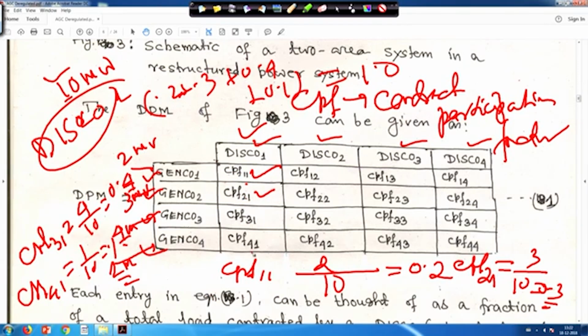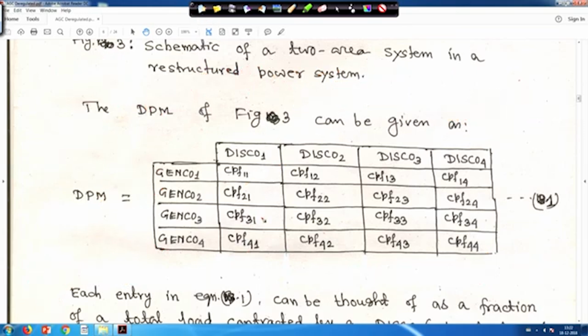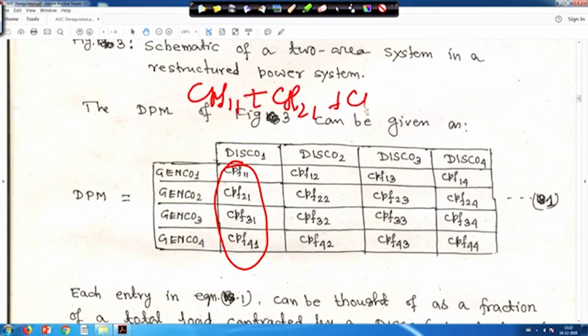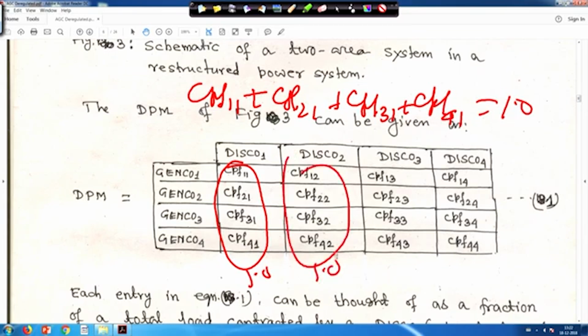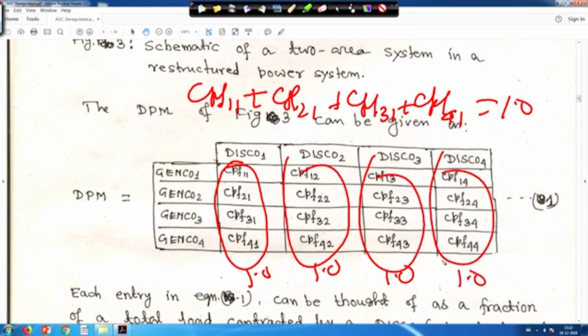So, 0.3, 0.4 and 0.1, right. That is the meaning of your column for DISCO 1. That means the elements in this column, if you add all, will be 1. For all the cases, for the first column, CPF 11 plus CPF 21 plus CPF 31 plus CPF 41 is equal to 1.0. Column wise it should be 1.0. Similarly, if you add all, it has to be 1.0. Column wise 1.0, column wise 1.0, right.